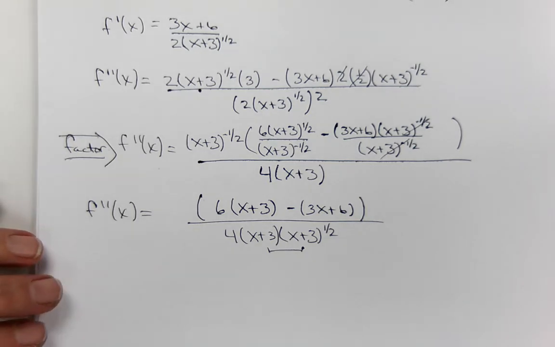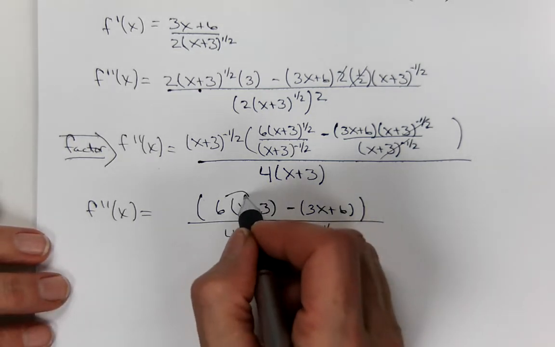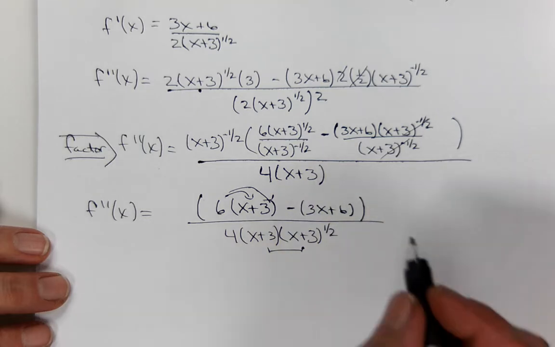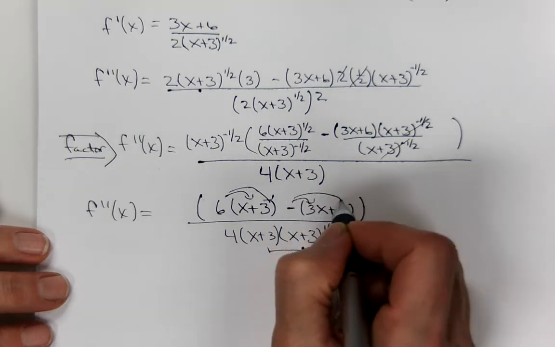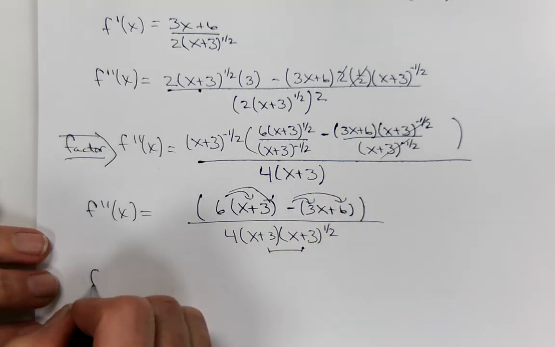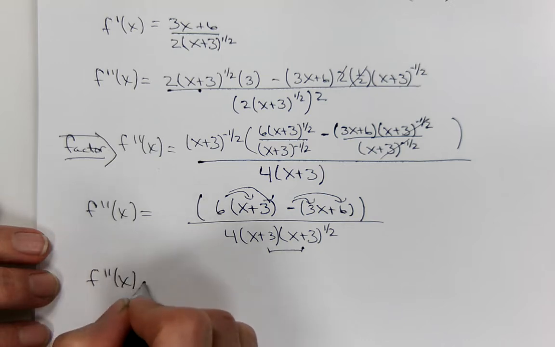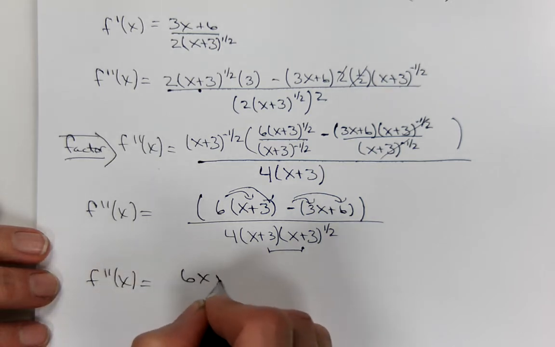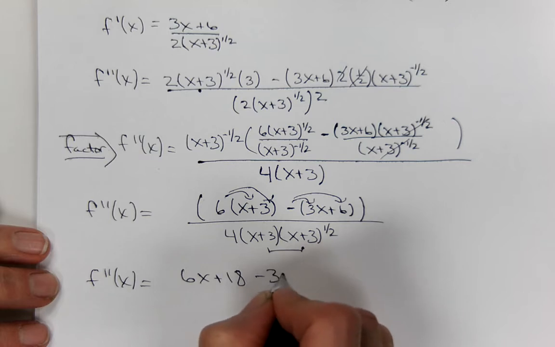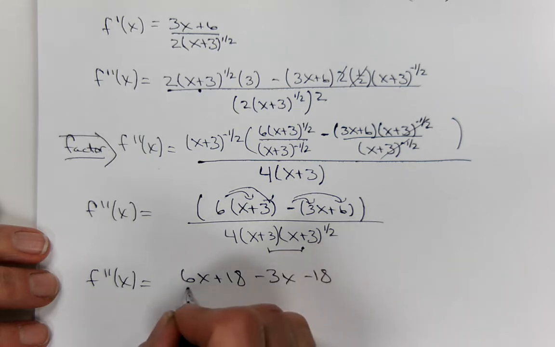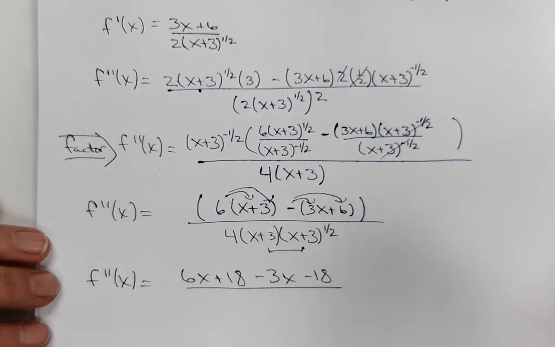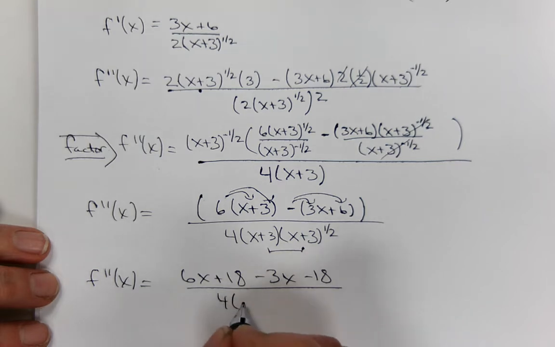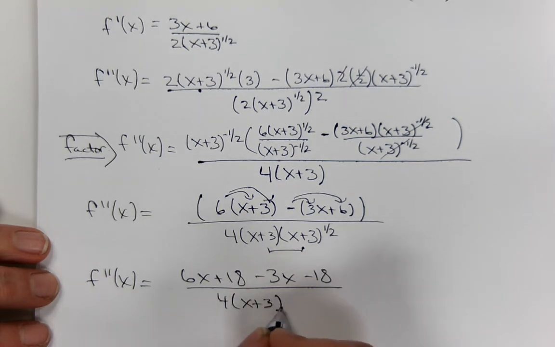So still some cleaning up to do. We'll distribute. We'll combine like terms. Let's distribute the minus while we're at it. So f double prime of x is equal to 6x plus 18 minus 3x minus 18. Ah, nice. And then we're going to have 4 times x plus 3 to the 3/2 power.